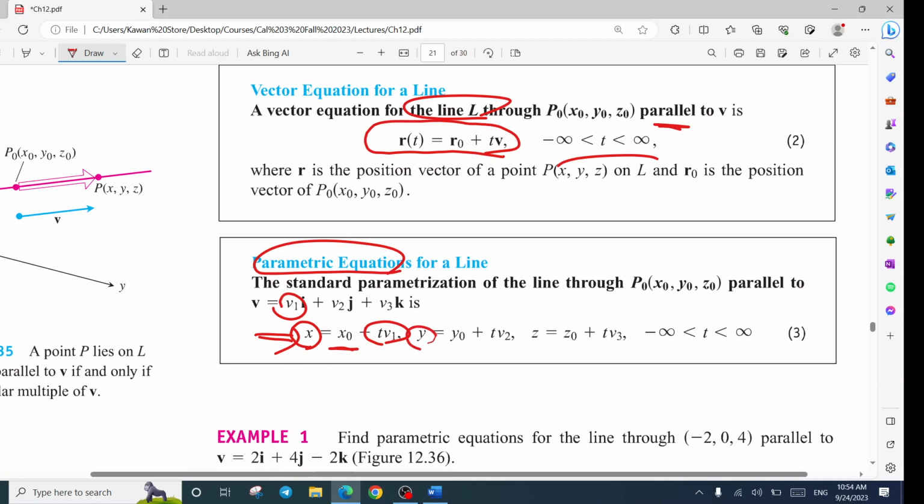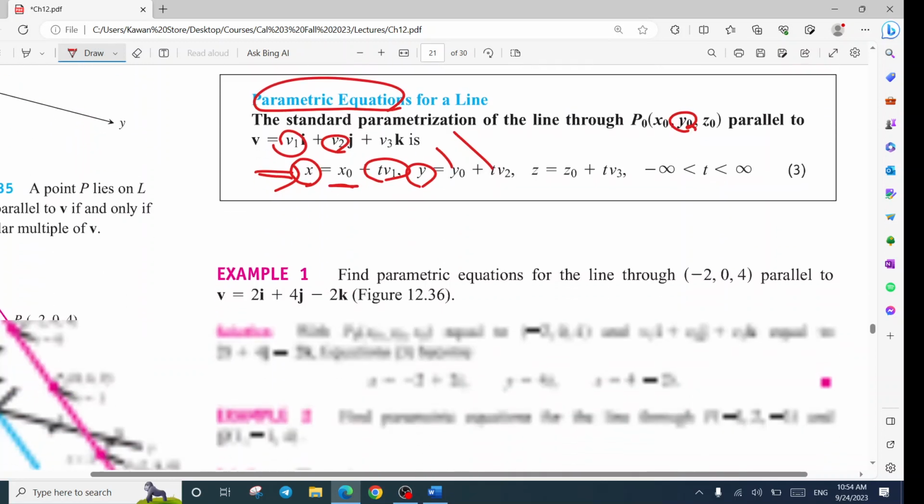And we have a y. y from what? From the given point. And T is the parameter. And as well, we have V2 from the j location. And go on. So to understand directly, I'm going to example number 1.